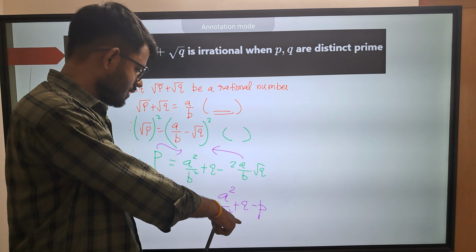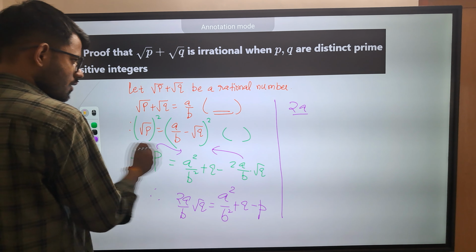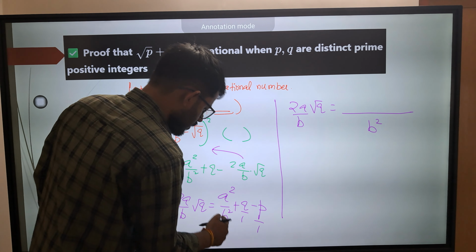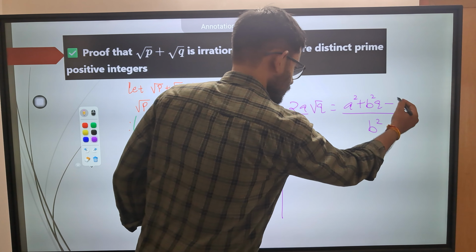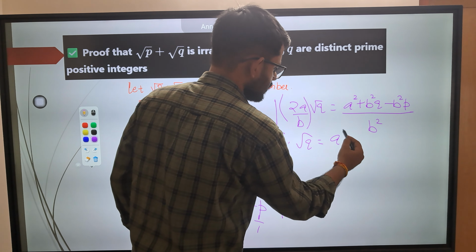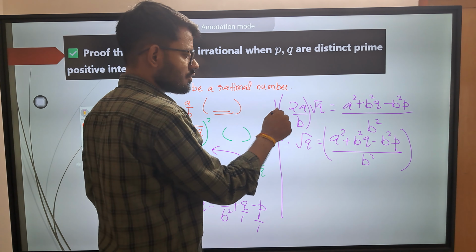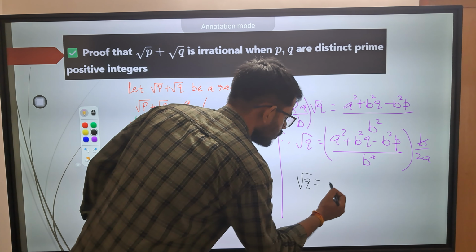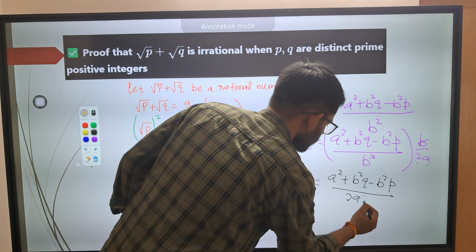Now do take LCM here and simplify it. What we will get? 2a by b root q is equal to, taking LCM, b square is LCM, so a square plus b square q minus b square p. Take 2a by b to the RHS so that root term will be in the LHS. A square plus b square q minus b square p upon b square. If 2a by b you take to the RHS, it will become reciprocal, so b by 2a, b gets cancelled, so the final step will be root q is equal to a square plus b square q minus b square p upon 2ab.